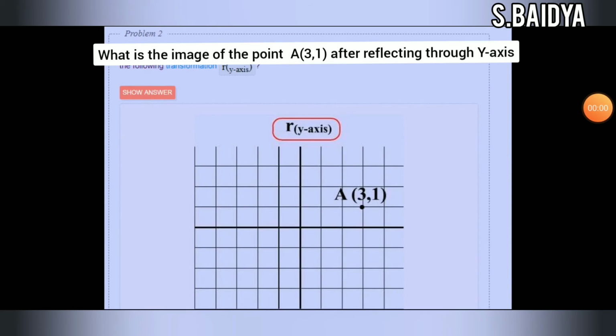Let us move to the second problem. The problem is, what is the image of the point A (3, 1) after reflecting through y-axis? Then here you see the point A in first quadrant (3, 1). We know the formula. If any point is reflected through y-axis, then its ordinate remains same, but the abscissa changes its sign. So the answer will be (minus 3, 1).